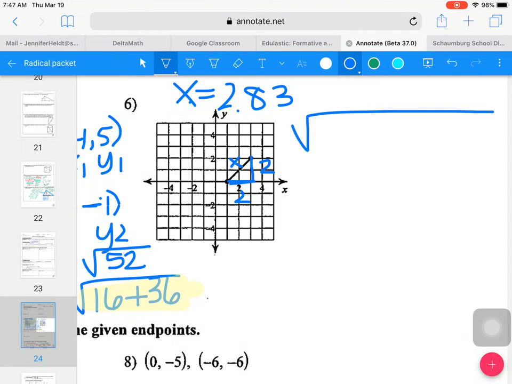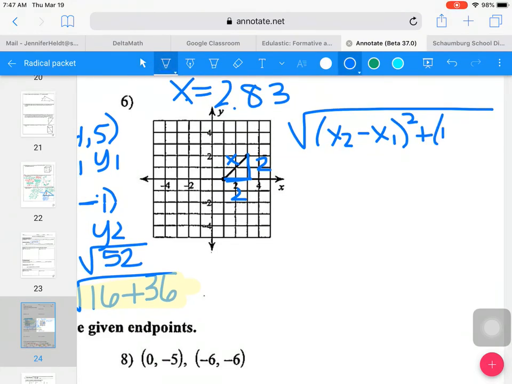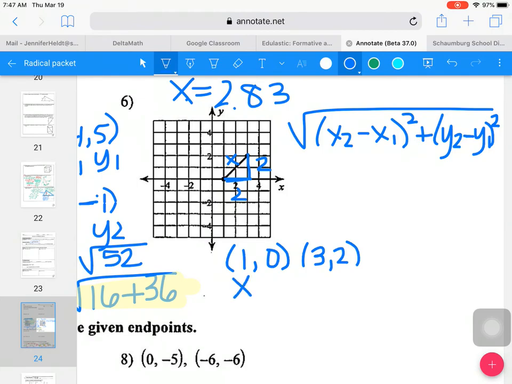So now again, here's our distance formula. You take the x's, subtract them and square them, and you add that to what you get when you do the same thing with the y's. Subtract them and square them. Okay, so if I look at my points here, the coordinates are (1, 0) and (3, 2). So I'm just going to label these x1, y1, x2, y2.